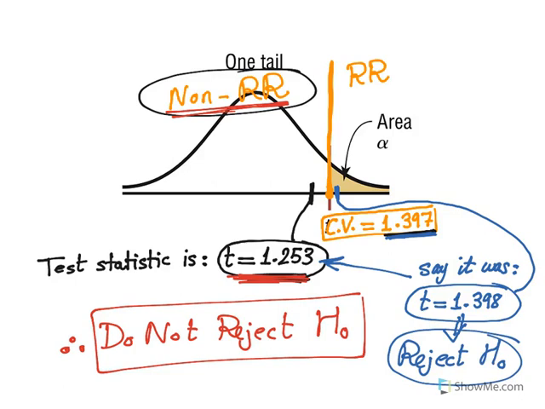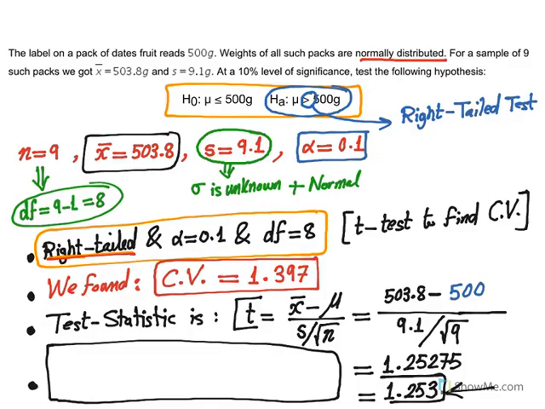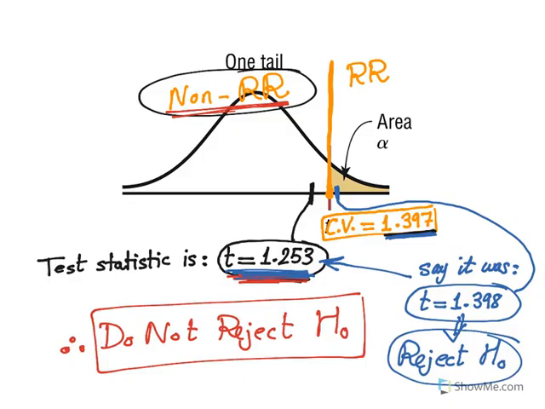But of course, our question was not this. Our question was, we got the t equal 1.253 when we used the formula here, and it turned out to be in the non-rejection region. And so our conclusion for this question is do not reject the null hypothesis H0. And I will stop here.